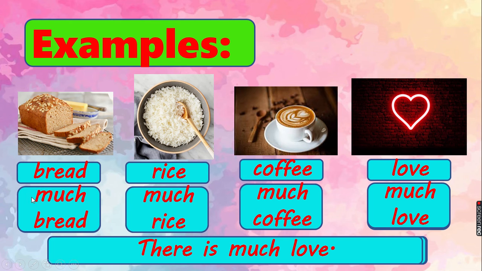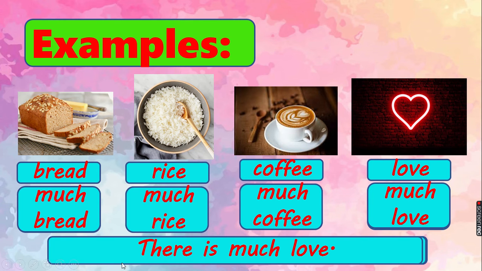So these are more examples. Bread, we can say some bread or much bread. Rice, some rice, much rice. Coffee, some coffee, much coffee. Love, some love or much love. And remember, these non-count nouns do not have a plural form. We don't say breads. We don't say rices. We don't say coffees. And we don't say loves. All of these non-count nouns do not have a plural form. I hope you guys remember that.